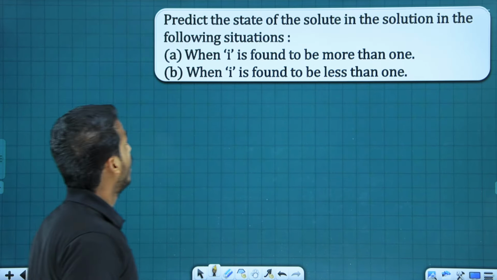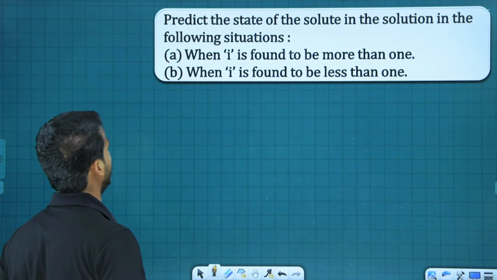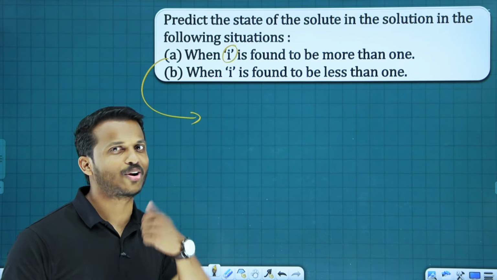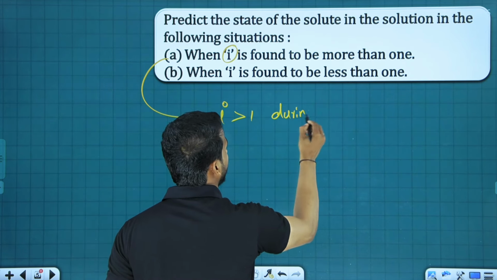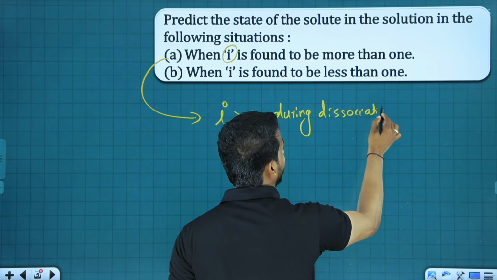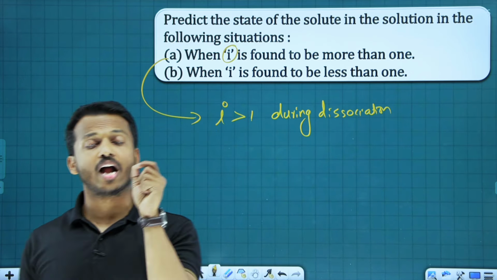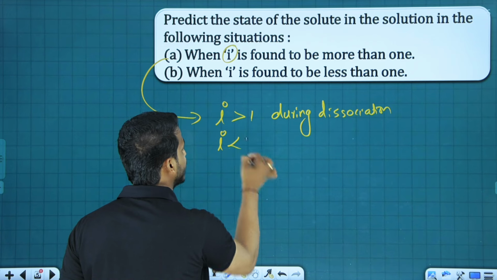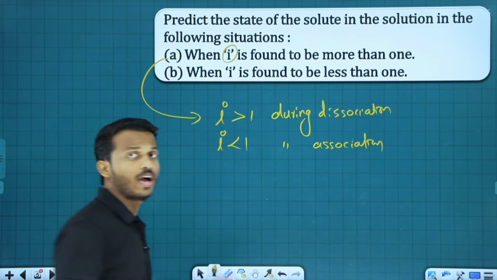Okay, predict the state of the solute in the solution in the following situations. First one: the van't Hoff factor is found to be more than 1. We already discussed, the i value can be greater than 1 during what? During dissociation. If the solute undergoes dissociation, the i value will be greater than 1. And the i value will be less than 1 during what? Association, right? During association, the i value is less than 1.